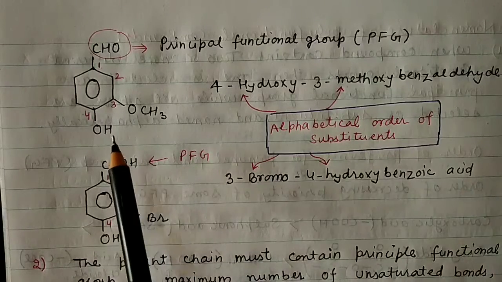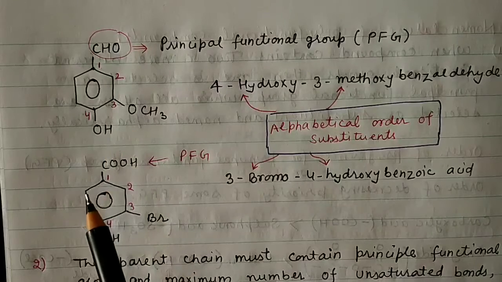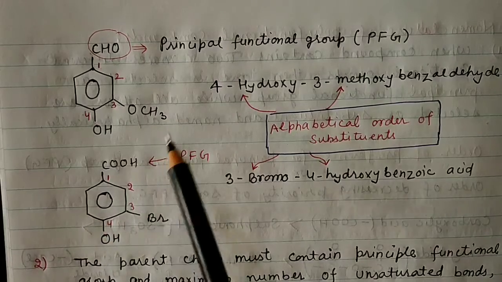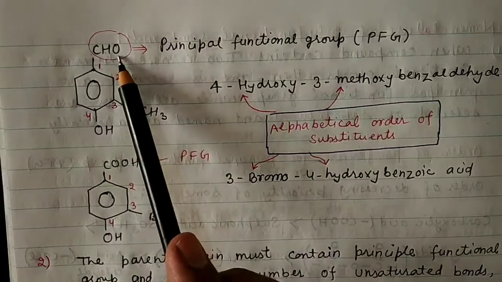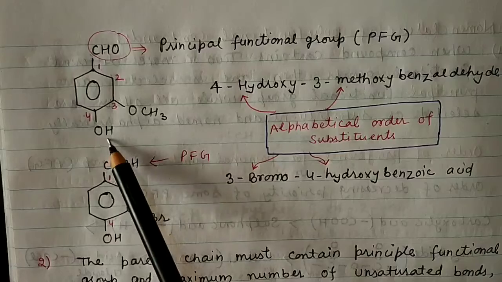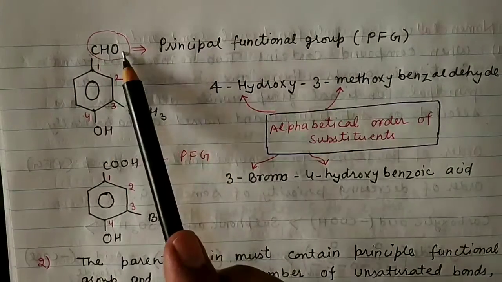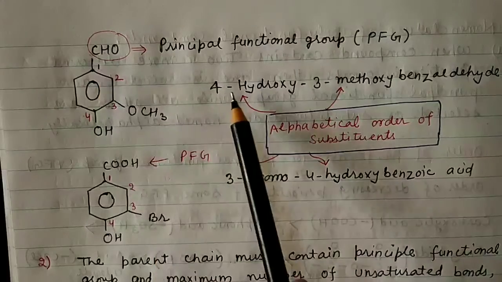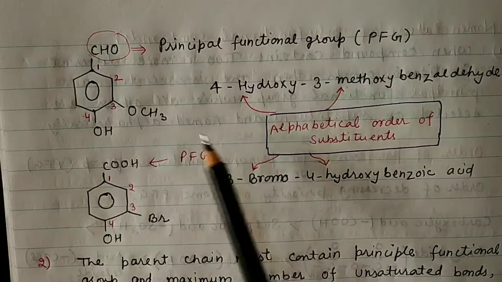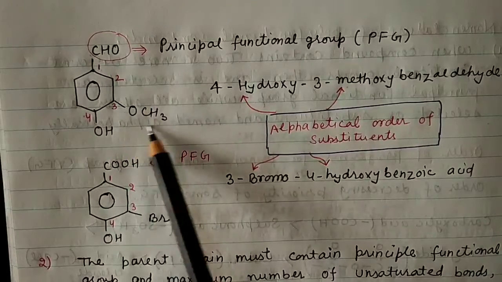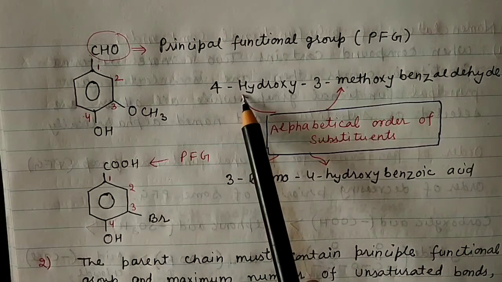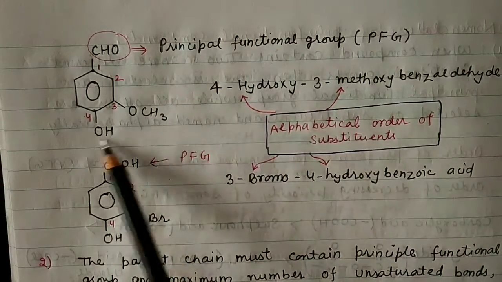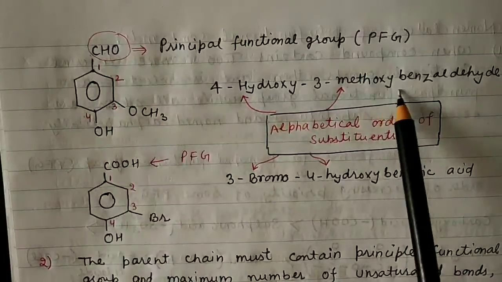Now how can one write the nomenclature if we have two or more functional groups? Here you will see that one is CHO, another is OH. So we have two functional groups. Aldehyde is given priority in comparison to alcohol or phenol, so this is the principal functional group, and we have to start numbering from here. So this is 5-hydroxy. Thereafter we have to move alphabetically. So this is methoxy and this is hydroxy. We know hydroxy, H, comes first in alphabetical order, then M. So 4-hydroxy and 3-methoxy, and this is benzaldehyde.